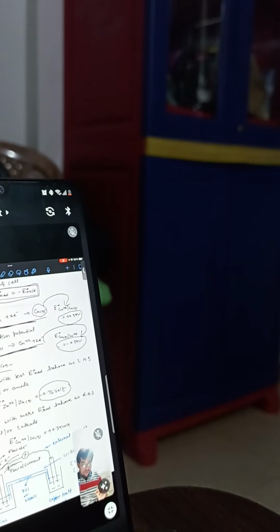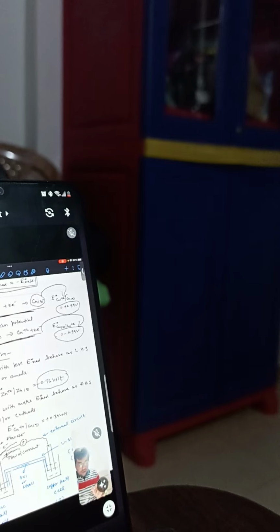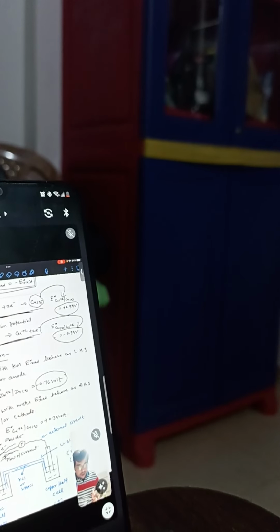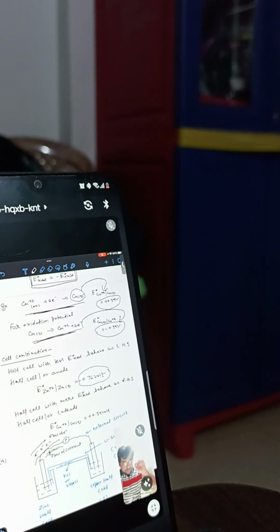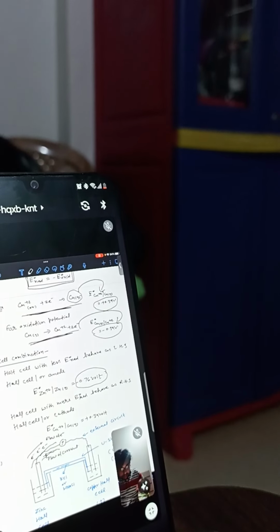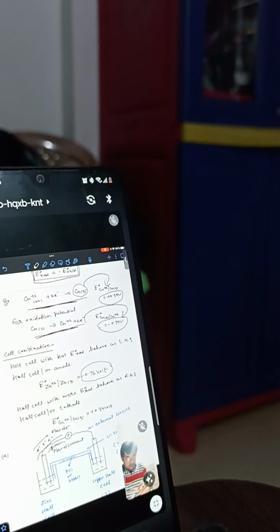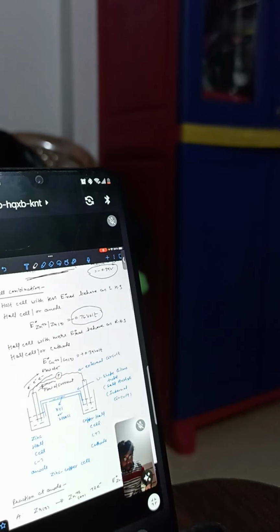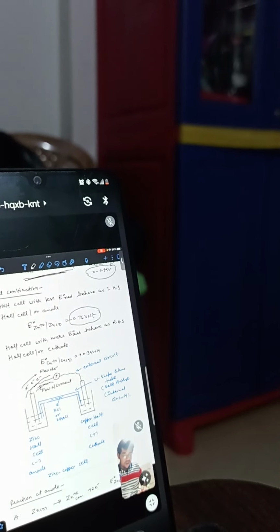Now this is what a galvanic cell is, a cell combination. For the galvanic cell we take the zinc and copper half cells. In this, the half cell which has less reduction potential behaves as the LHS or the anode of the cell, and the half cell which has more reduction potential behaves as the RHS or the cathode of the cell. In this case zinc has less reduction potential and copper has more reduction potential.